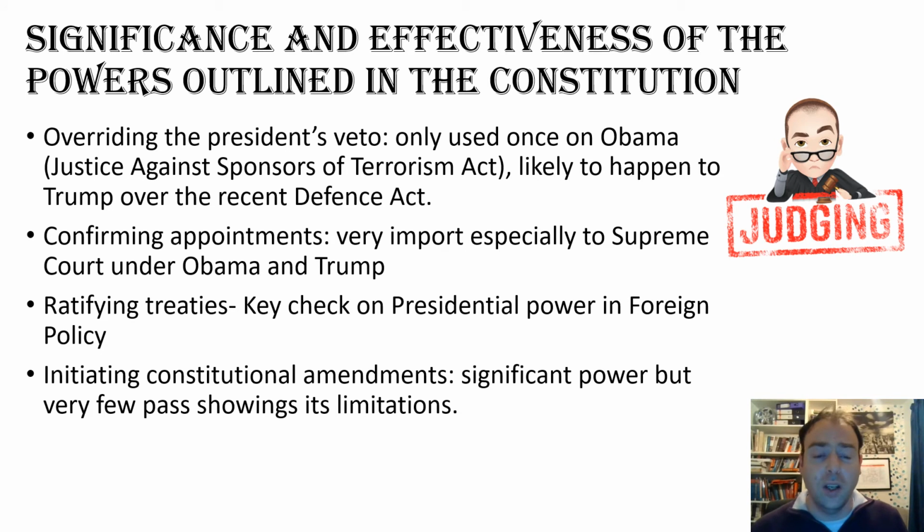Now, more on this. The powers that Congress has involve the ability to override a president's veto. They need 2/3 in both houses to do that. It was used once on Obama, the Justice Against Sponsors of Terrorism Act. It is likely to happen, if there's time, to Trump over a recent Defense Act right near the end of his term in office. Congress plays a very important role.